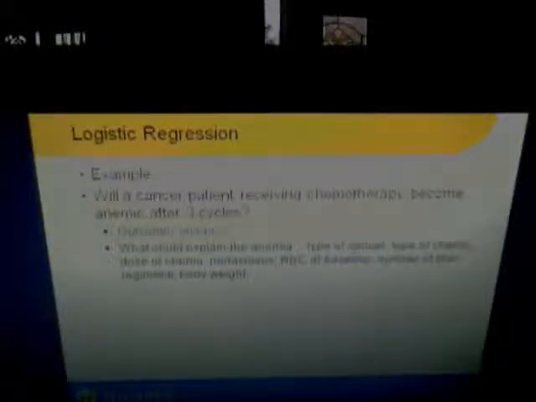So here's an example of a binary outcome, yes or no, the patient will become anemic. And we have different covariates that might explain that: the type of cancer, the type of chemotherapy, metastases, red blood cell count at baseline. We have all of these covariates that may explain the anemia that we want to account for in the regression. We want to be able to determine not only whether or not those factors explain the anemia, but how much, and we can do that with logistic regression.